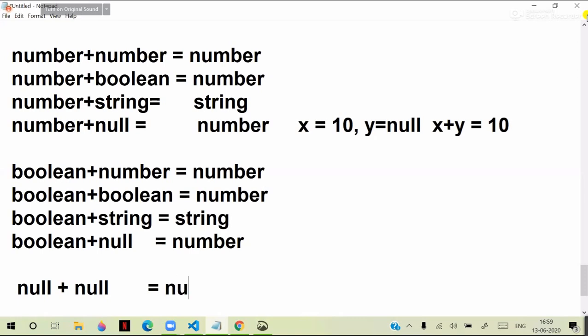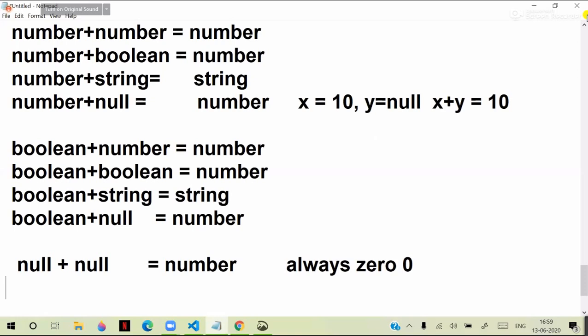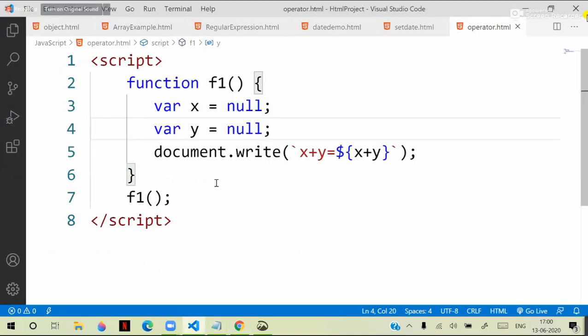That means it will return a number. That means it will always be 0. Always 0. That is how we have to know. And one more very important point you should know is here.